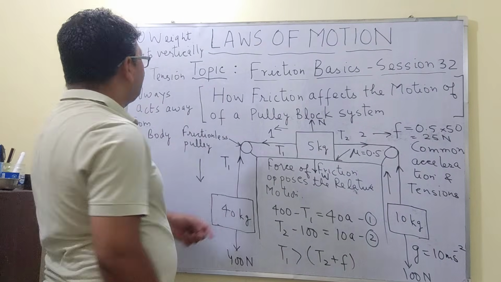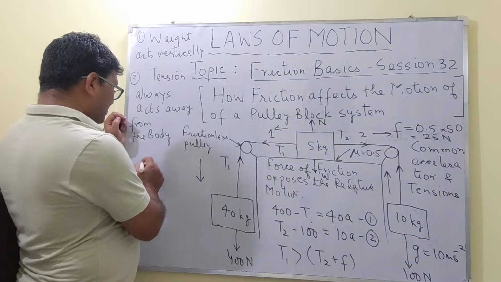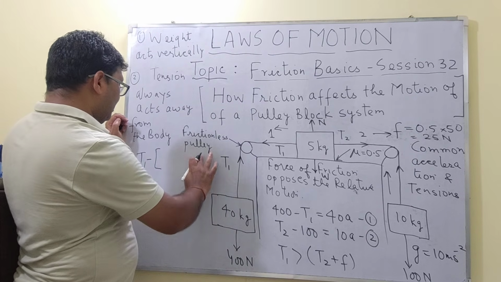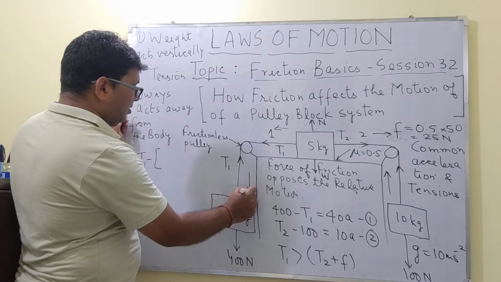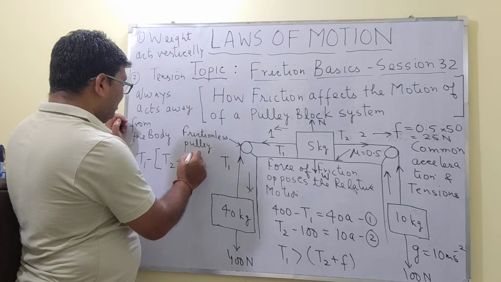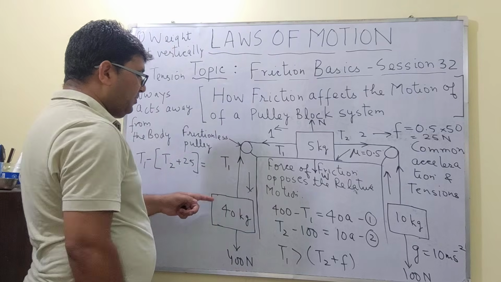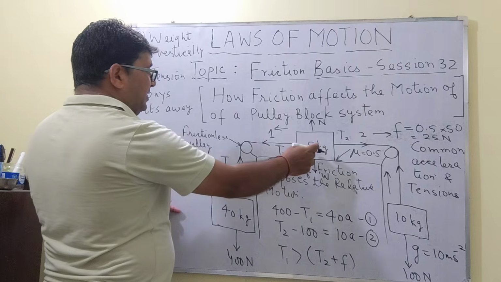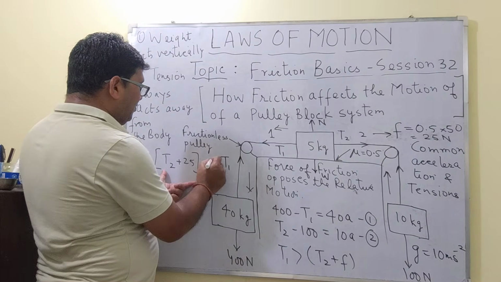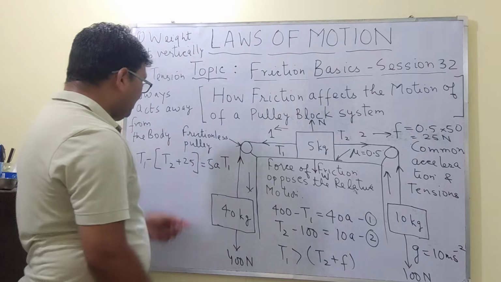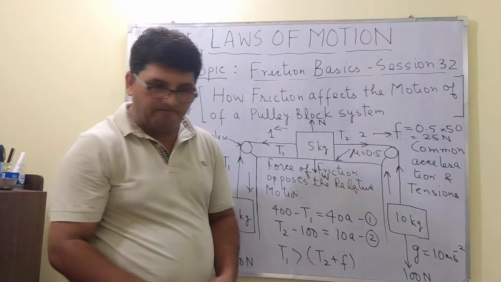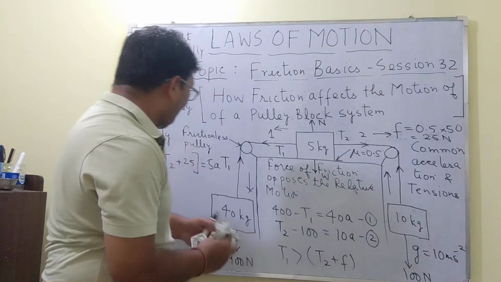So from here, a third equation comes. So I will write this third equation here. That is T1 minus T2 plus F. How much is F? 25. And this will be equal to the net force acting on this 5 kg block, and this will be equal to 5 into A. So we have got three equations now. So from these three equations, we can find the value of common acceleration.